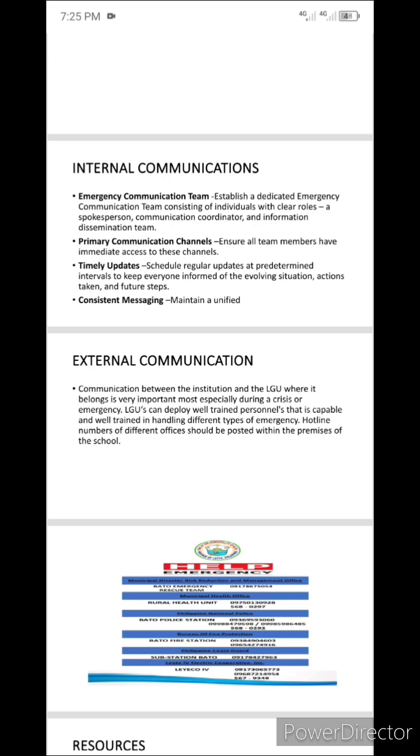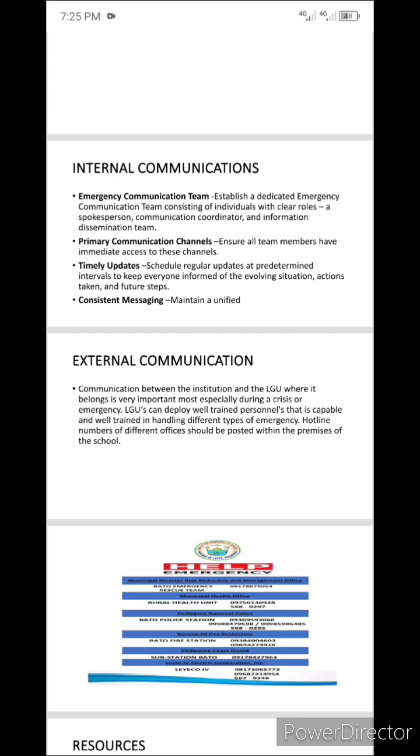Next, we have the primary communication channels. For example, walkie-talkies, official accounts, and social media accounts that can be used to disseminate information.